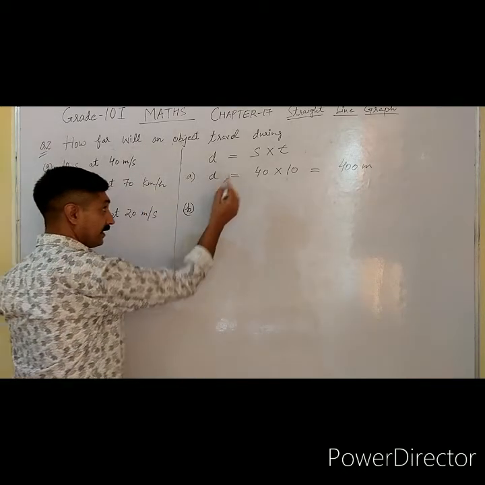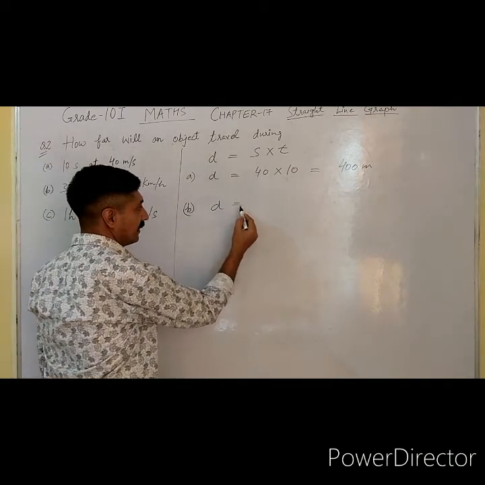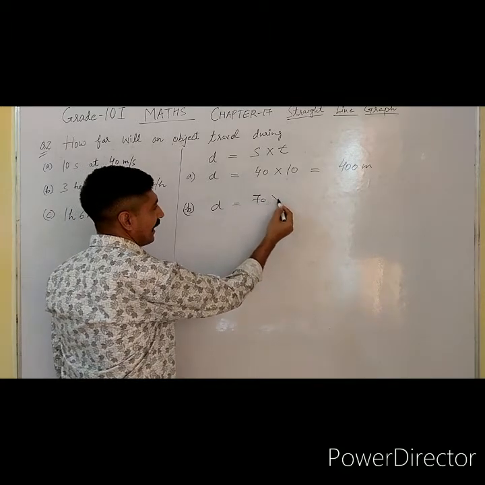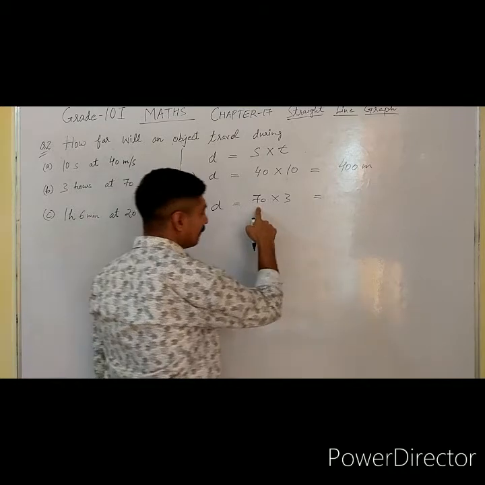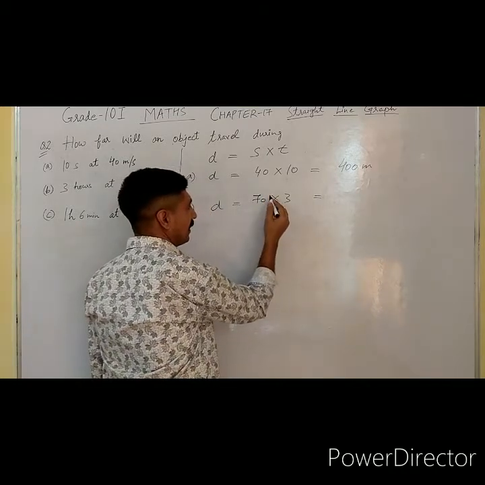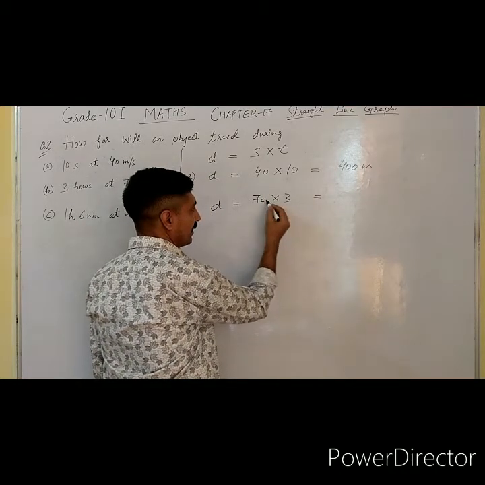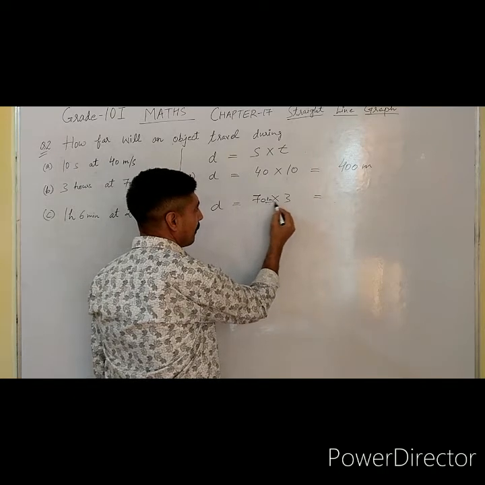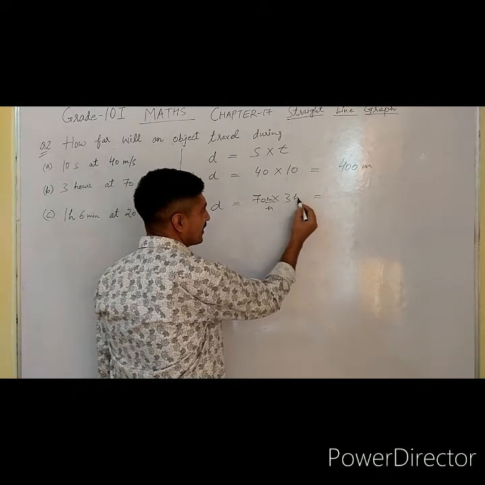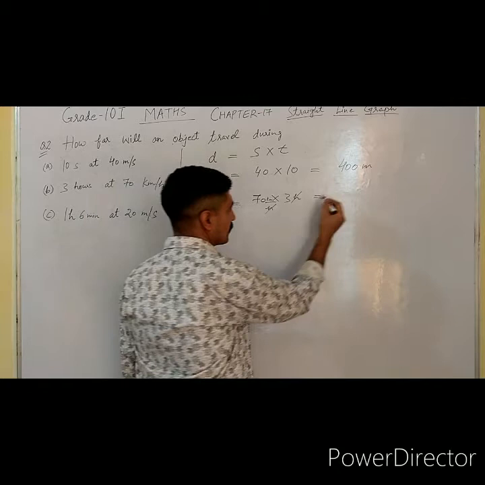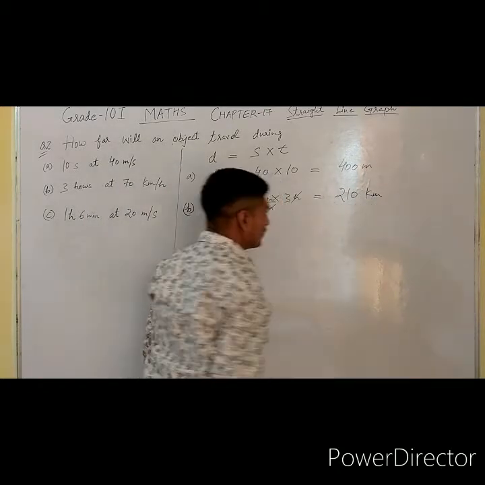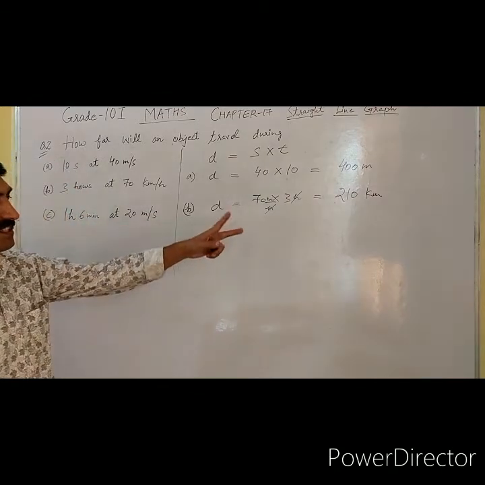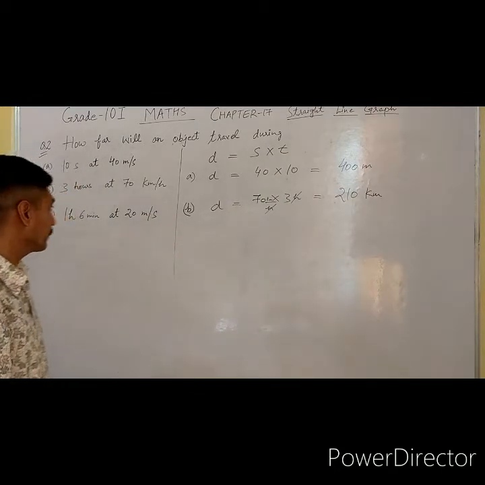Whereas in B part, we have 3 hours duration at the speed of 70 km per hour. Again, distance is equal to speed into time. Speed is 70 and the time is 3 hours. So we have 70 km per hour, hours and hours cancel, and we have 210 kilometer. So the distance traveled in the second case is 210 kilometer.